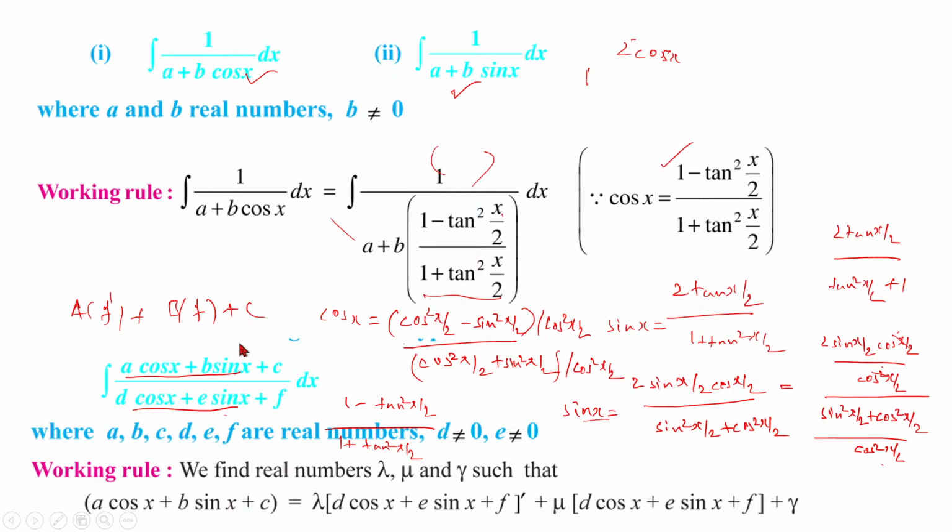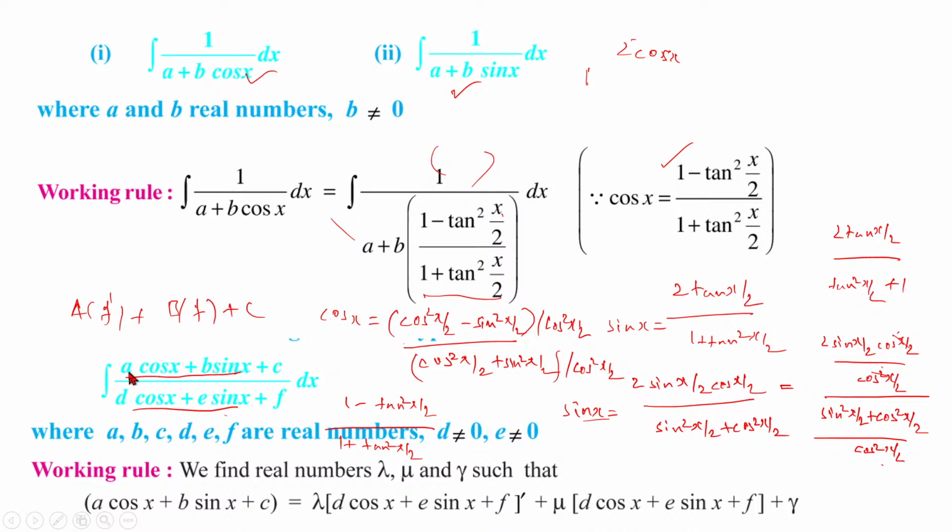This is actually a special case of this one. Tell me, for this one what did we do? For a cos x plus b sin x, yes, this one, we wrote cos x in terms of cos 2x. No, no, no, cos 2x. This one. Be a little careful here.